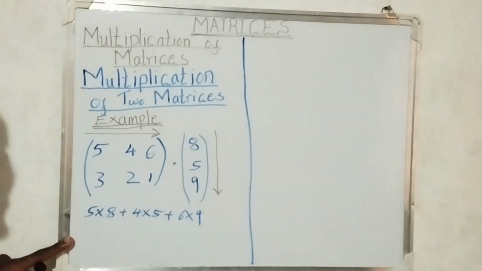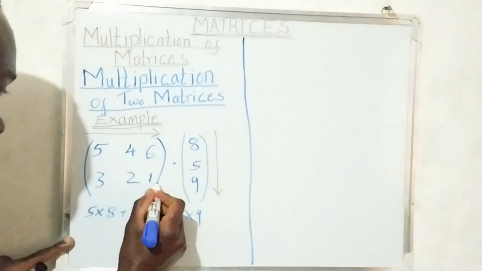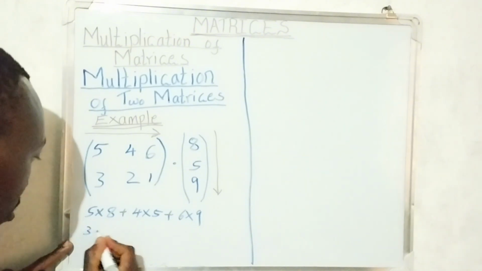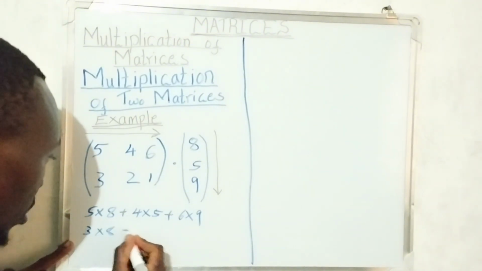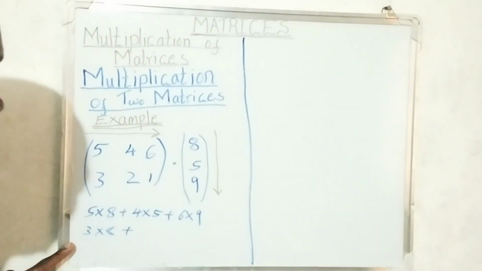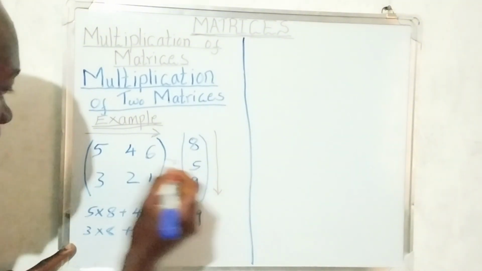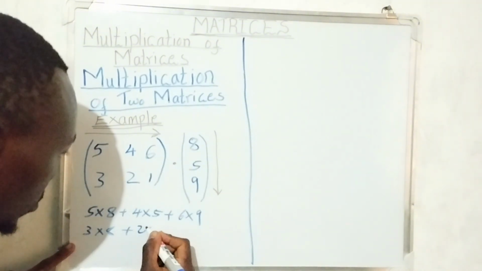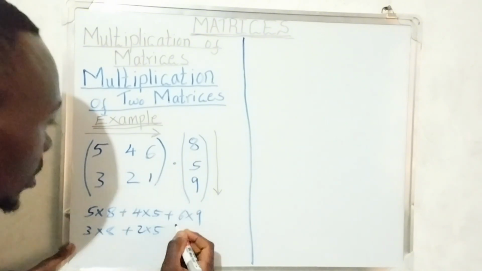Then let's move to the second row. 3 times 8, plus the corresponding element 5, plus 1 times 9.